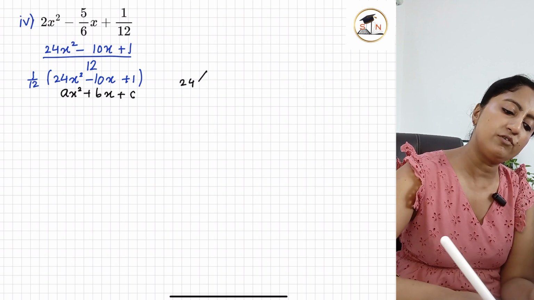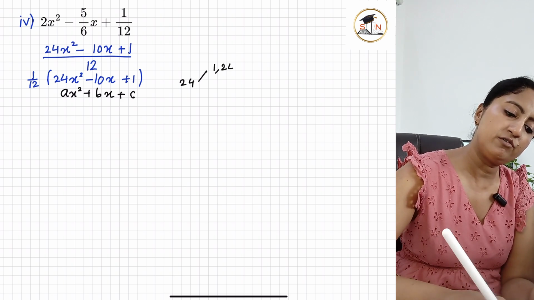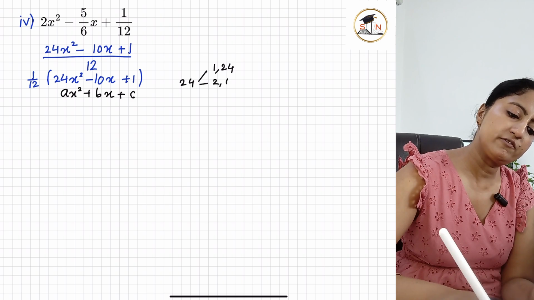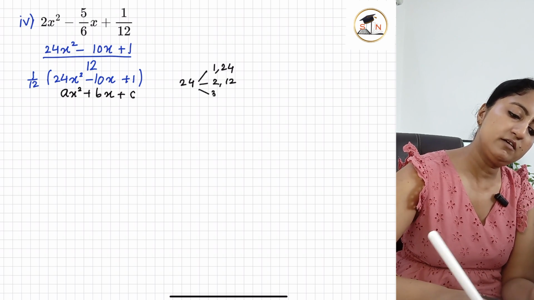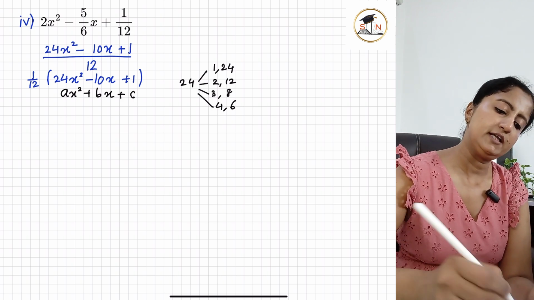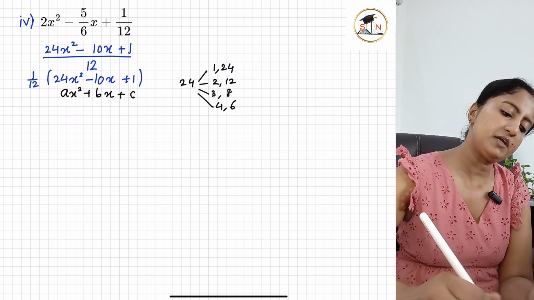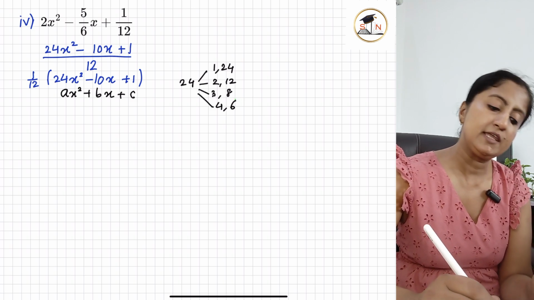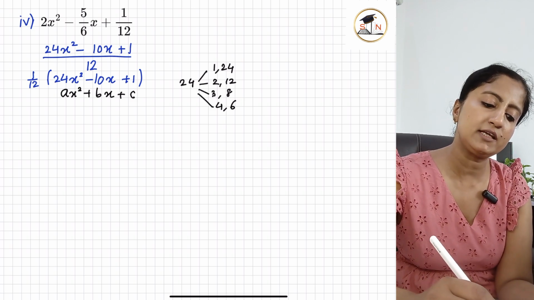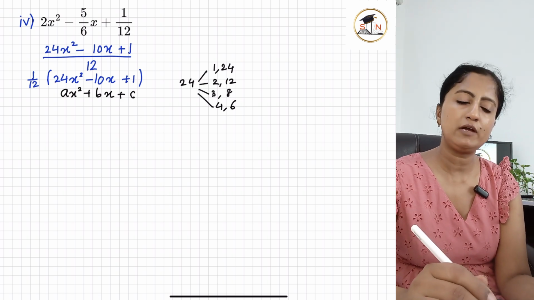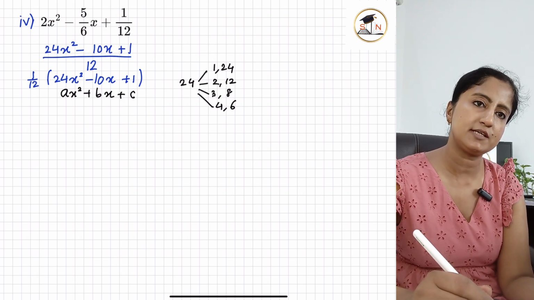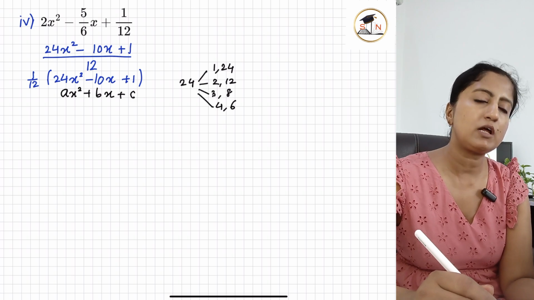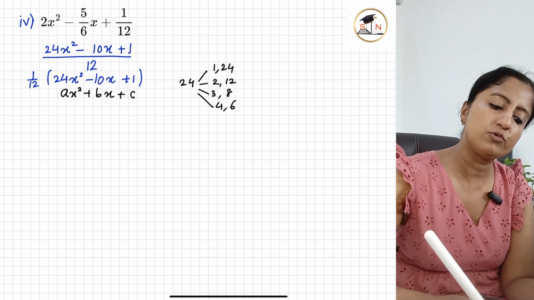The factors of 24: 1, 24, 2 and 12, 3 and 8, 4 and 6, right? We need to select that pair which gives us 10. And I can see there are two pairs which can give me 10: 2 and 12 upon subtraction and 4 and 6 upon addition. So what are we going to select? Let's see how we are selecting.